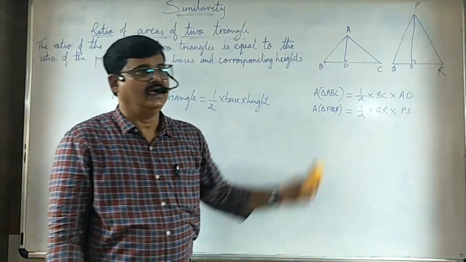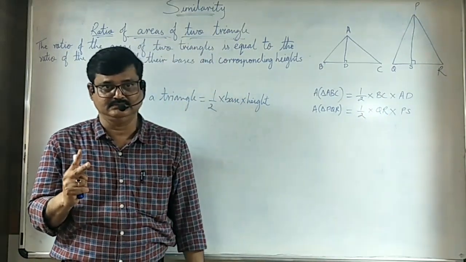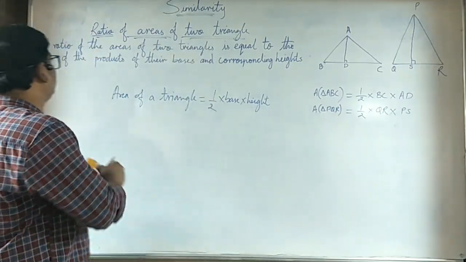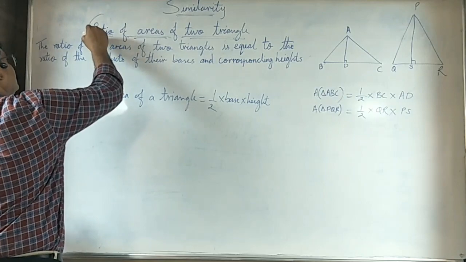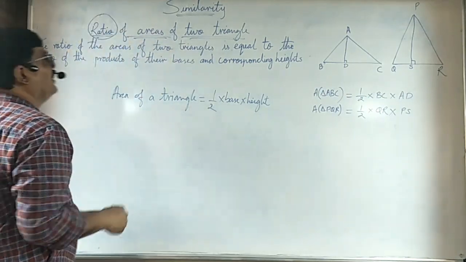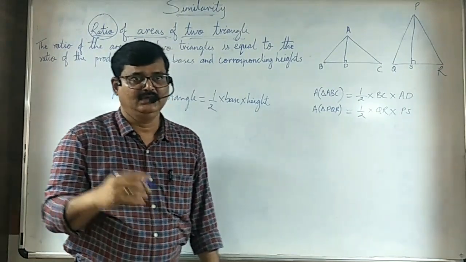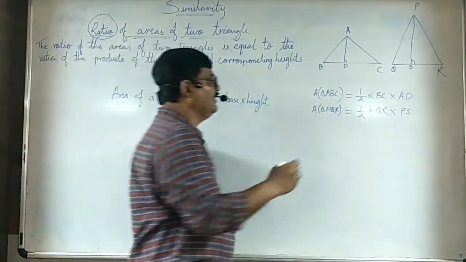Can you see that over there? I have taken the two triangles and I have taken the areas of the two triangles. Now let's read out that particular word coming up. In this case it is a ratio. What do you mean by ratio? That means I have to divide. That means I have to take a ratio.